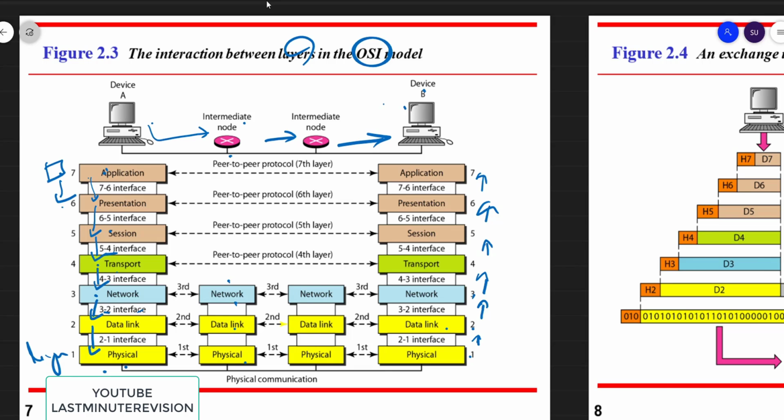The sender A and receiver B will use all the 7 layers of the OSI model, whereas the intermediate node only uses the 3 layers of the OSI model, that is layer 1, layer 2 and layer 3.